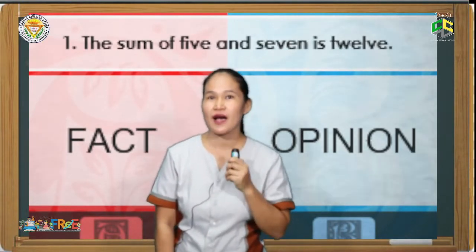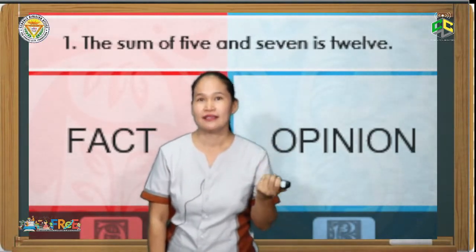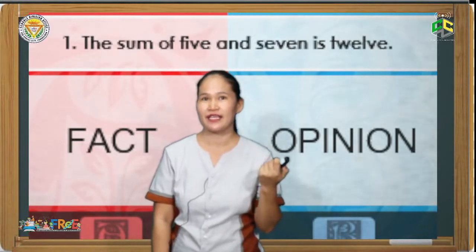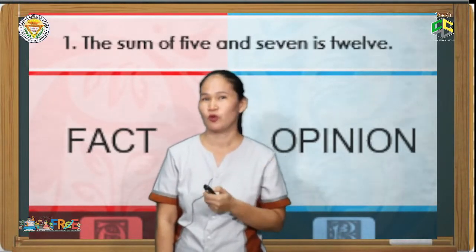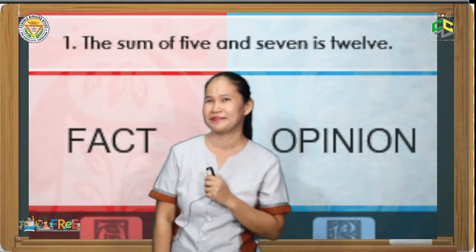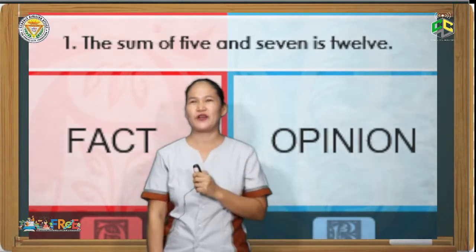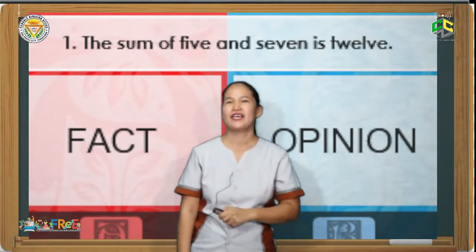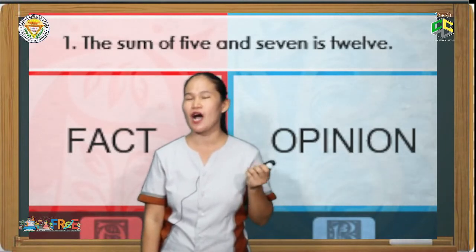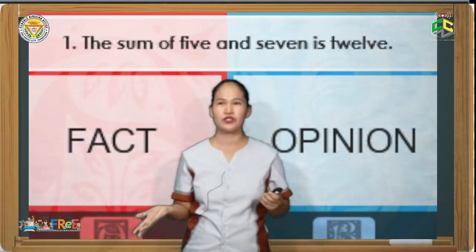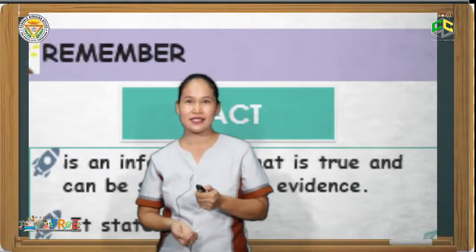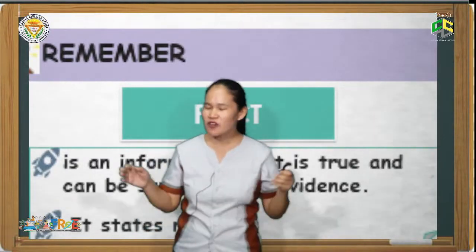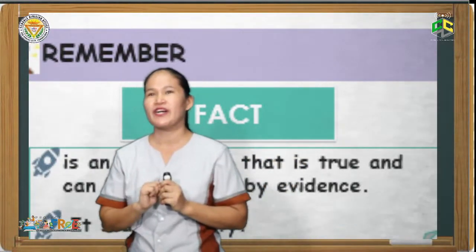Next, the sum of 5 and 7 is 12. What is your answer? Correct. Your answer is fact. If you are going to add and count the numbers, it will be equal to 12. So that is correct.